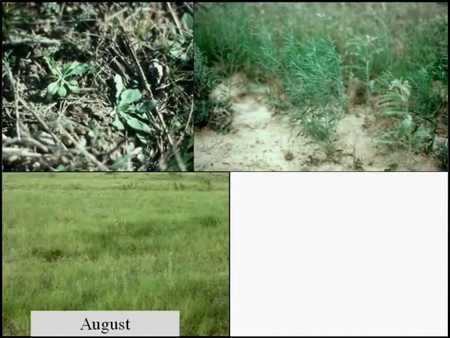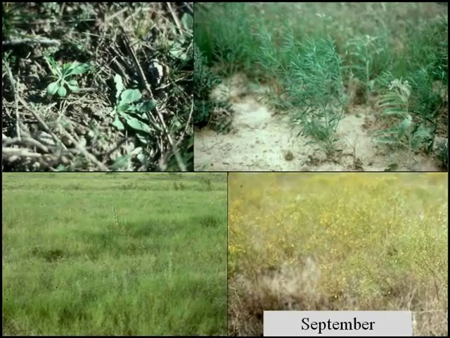Come August, you're going to maybe see some more grass mixed in, but these darker patches, those are the same forb. By September, they start to flower out. Does anyone know what this plant is? It's common broomweed. Yes, ma'am.